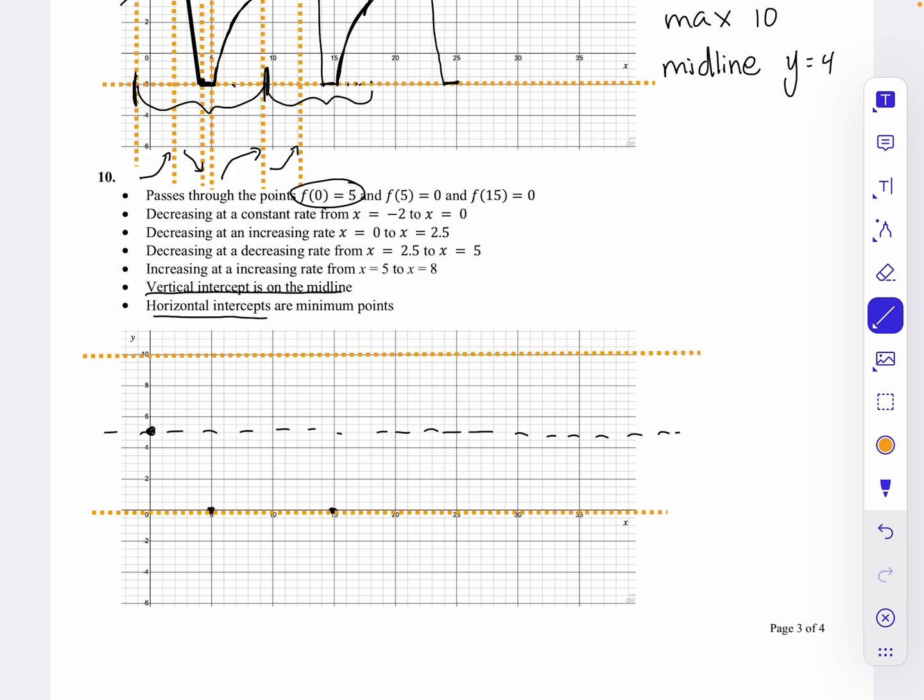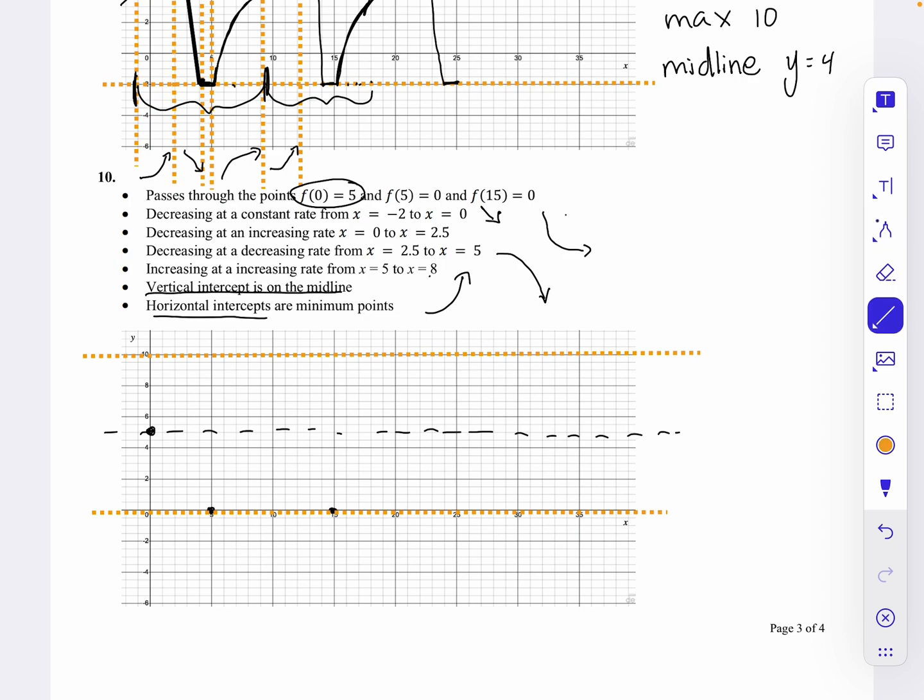And just like before, we can go through and divide up our graph into those grids and think about decreasing at a constant rate. So we got our linear line there. Decreasing at an increasing rate basically means you're getting less negative. So actually, it's going to be a concave up curve like that, while decreasing at a decreasing rate would be concave down, and then increasing at an increasing rate, as we mentioned earlier, would be a concave up graph.